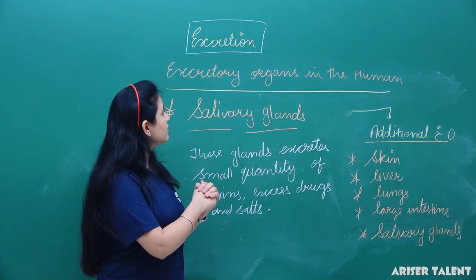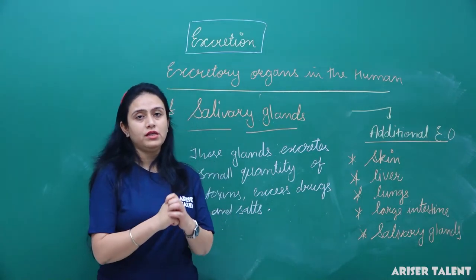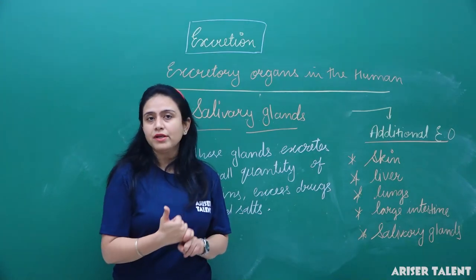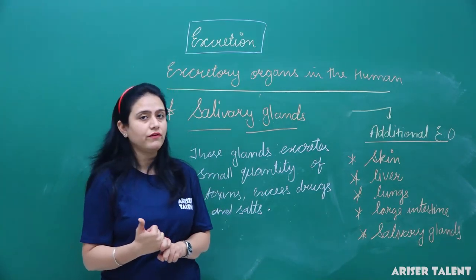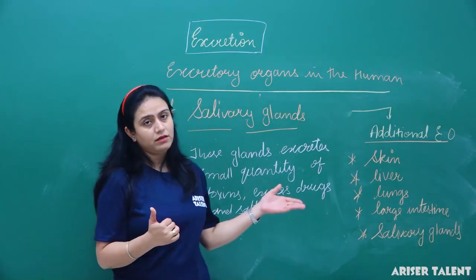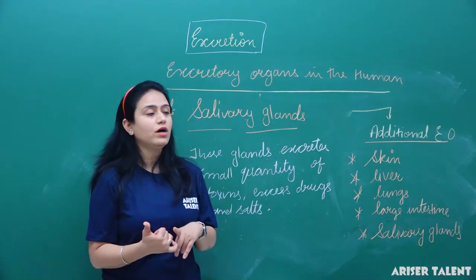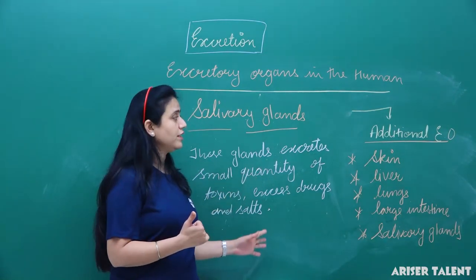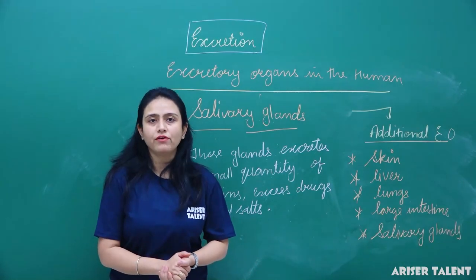Fine. So here we studied, in the human, two types of excretory organs are found, which are primary organs and additional excretory organs. The primary organ is kidney, and additional excretory organs are skin, liver, lungs, large intestine and salivary gland. So here we studied about the additional excretory organs.